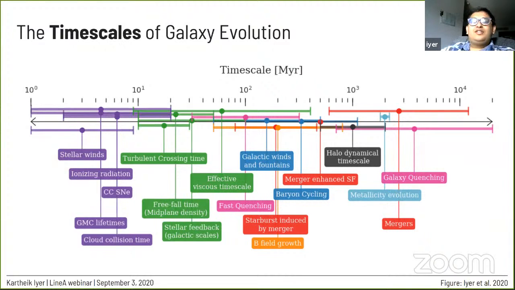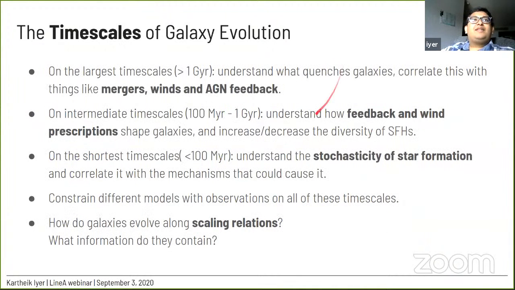Right. So just to summarize, on the largest timescales, we look at the processes that are responsible for growing and shutting down galaxies. On intermediate timescales, we understand how processes like feedback that are responsible for heating and cooling gas or for cycling gas in and out of galaxies are responsible for the diversity of galaxies that we see today. And on short timescales, we look at processes that are responsible for bursty or stochastic star formation. And we try to correlate it with the mechanisms that are responsible.